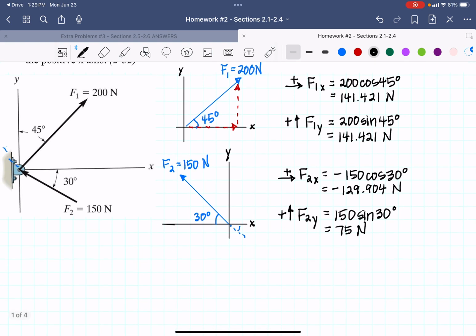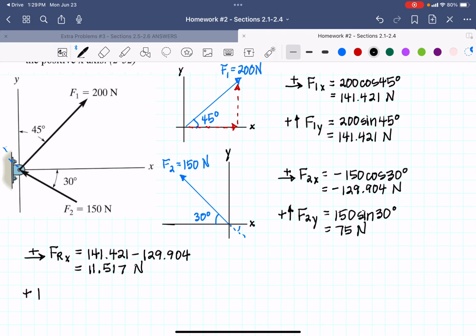Now to find my resultant force in the x direction, I am going to add the two x components. So I've got 141.421 plus, well, it's minus because it's negative 129.904, which equals 11.517 newtons. So it's still positive.